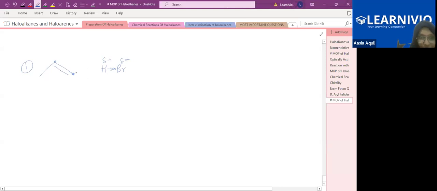Now, this CH2, what will happen over here? Here, this bromine first attached to this carbon. This will form two. This is your H over here. The hydrogen will attach here. 1, 2, 3. Just a second.